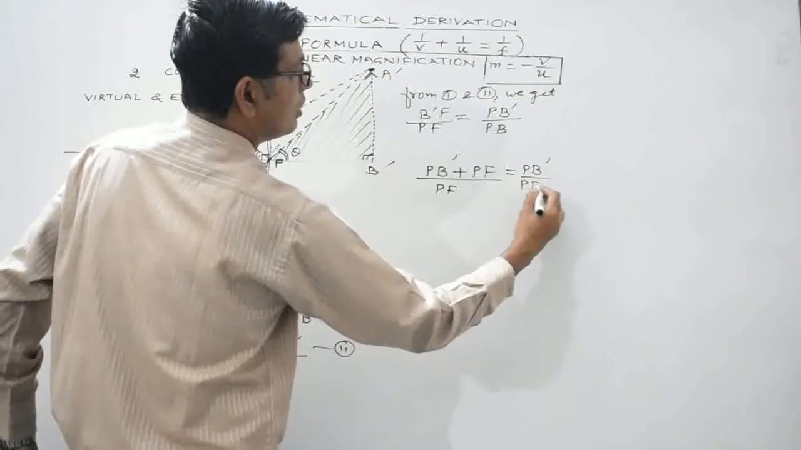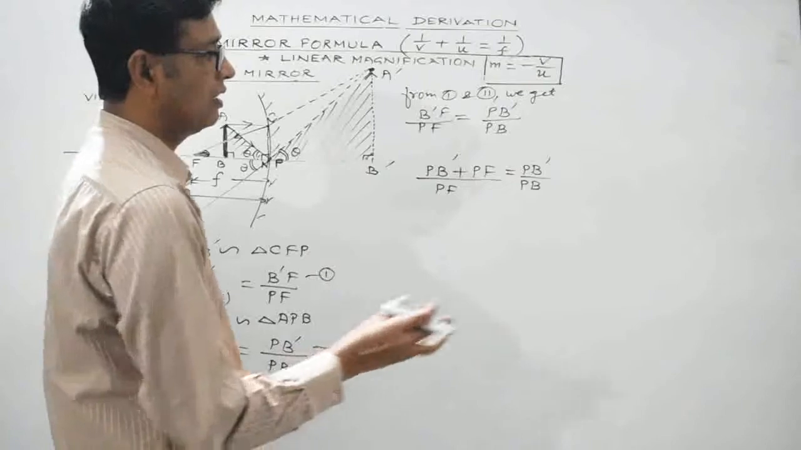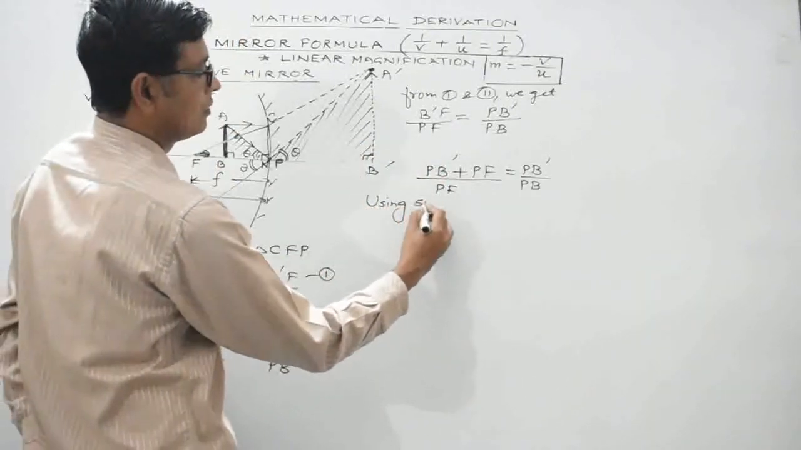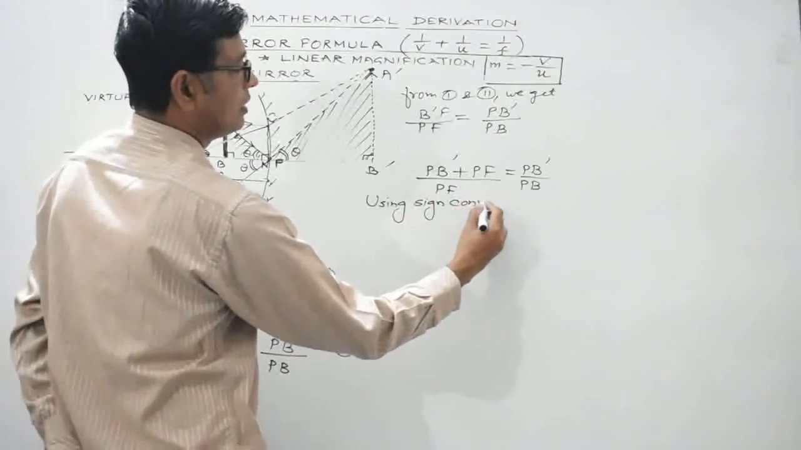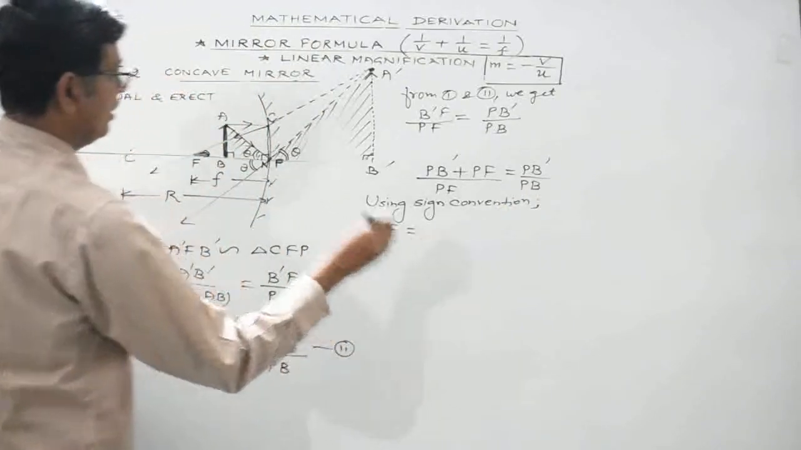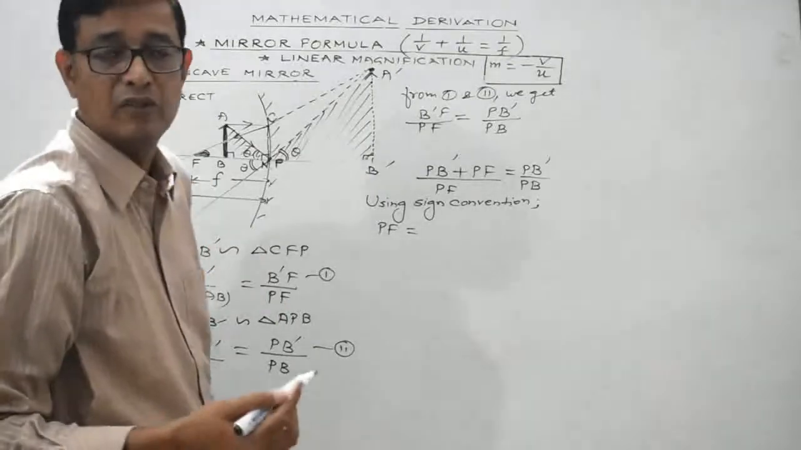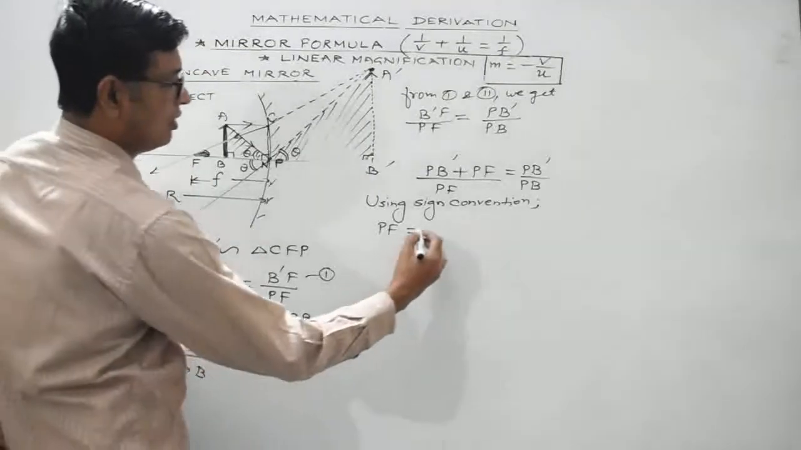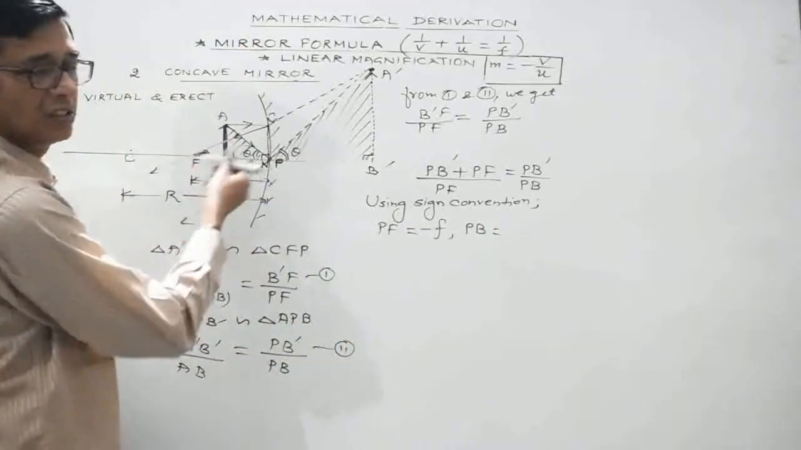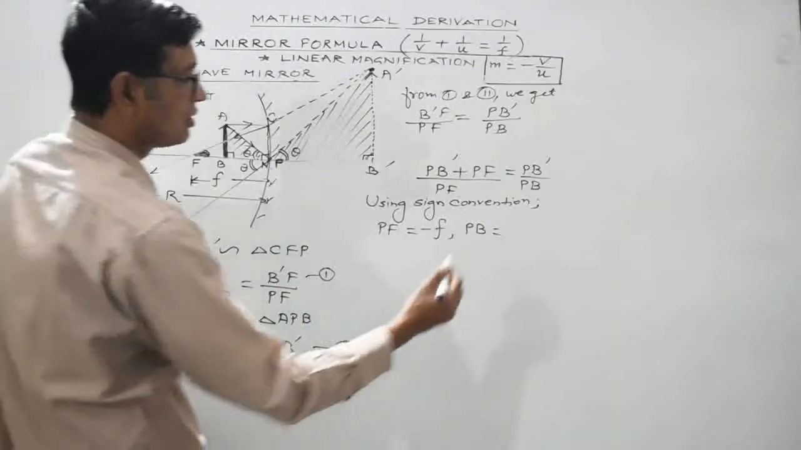Now since all the terms have the initial letter P, there won't be any difficulty in applying the sign convention. So using sign convention, what you get is, PF: the incident ray is traveling along this direction, PF is measured in the opposite direction, and you are aware the focal length of a concave mirror is always negative. So it is minus F. PB, object distance. Object is real. So for a mirror, a real object's distance is always negative.